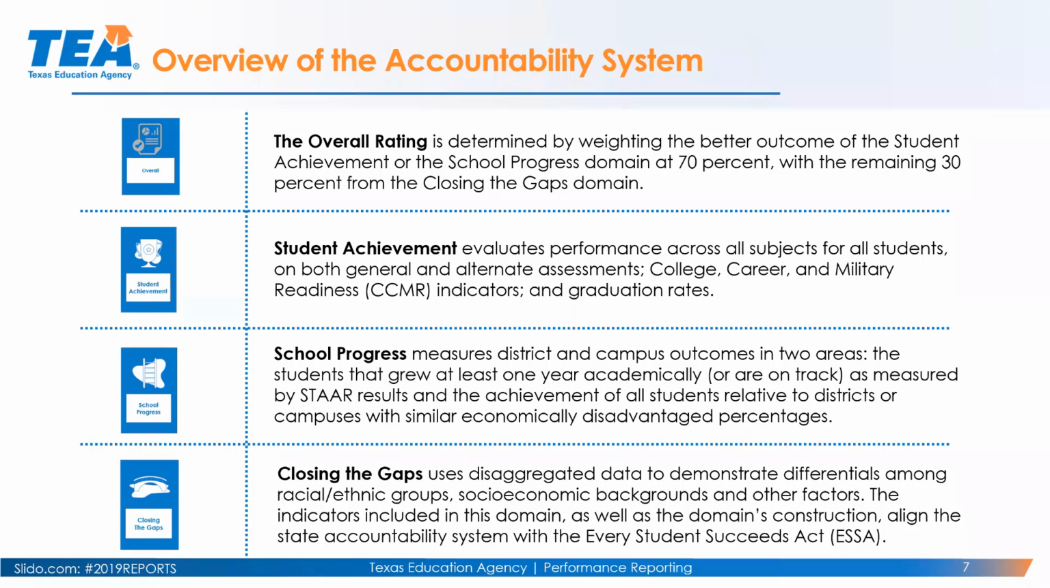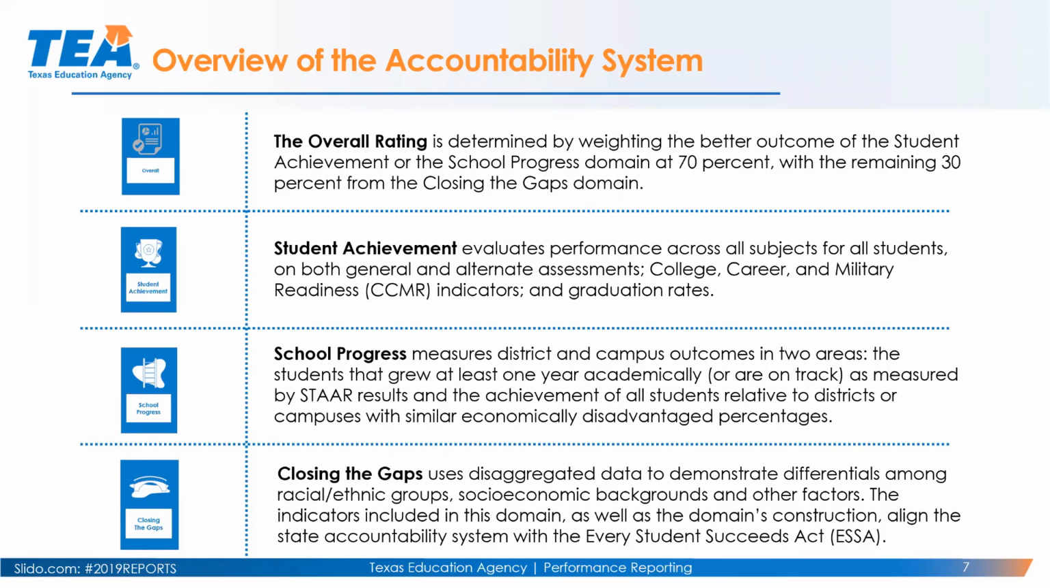Student achievement focuses on performance across all subject areas for all students in both general and alternate assessments. It also looks at college, career, and military readiness and graduation rates if the campus graduates students, like at a high school or at the district, or K through 12.